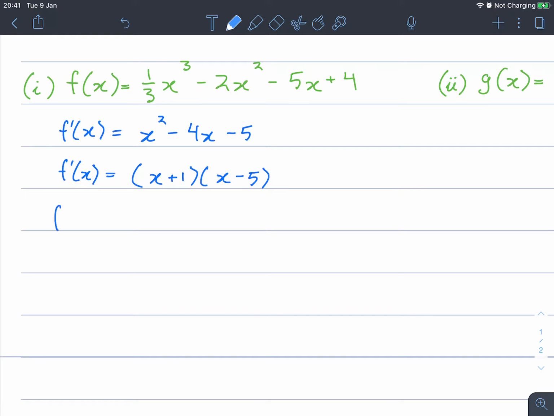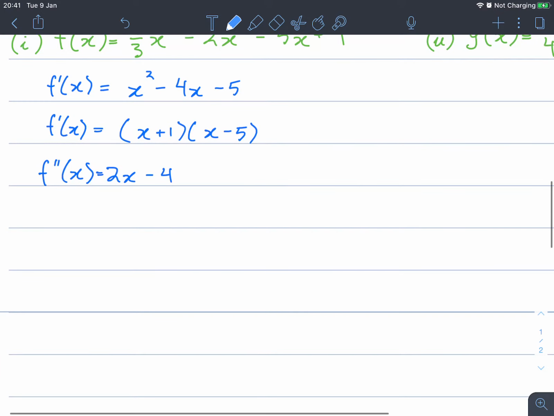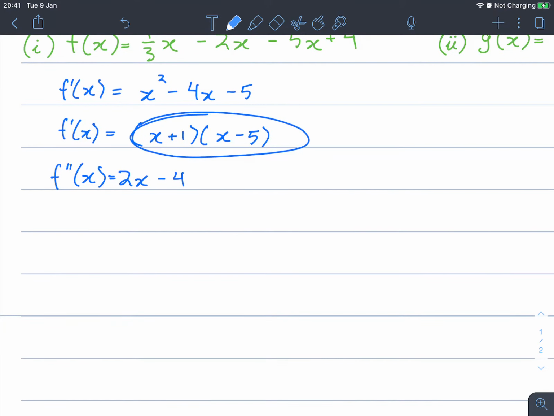And now let's find the second derivative. And we do this just by differentiating the first derivative. So this one will become 2x minus 4. Okay. Now that we have all the points that we need, let's find any stationary points.